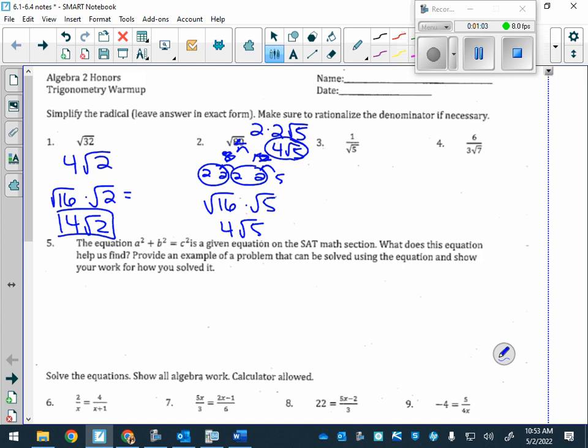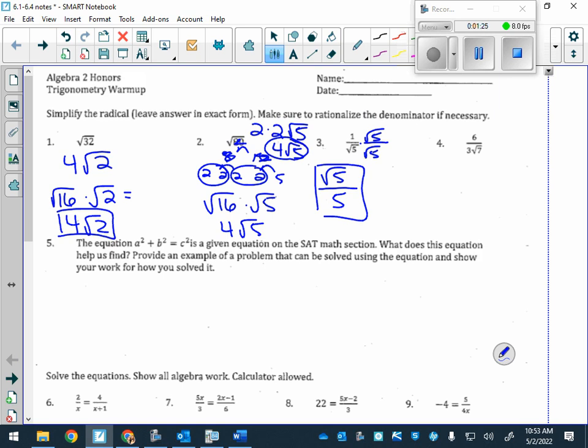Okay. Number 3, 1 over root 5. Can we have a radical in the denominator? No. What do we do to get rid of it? Phoebe? Perfect. Root 5 over 5. We cannot have a radical in the denominator. Multiply top and bottom, called rationalizing.